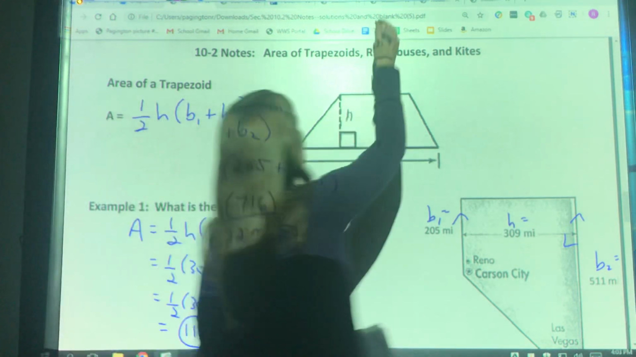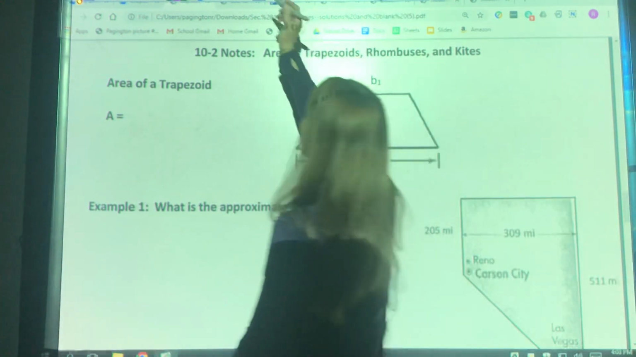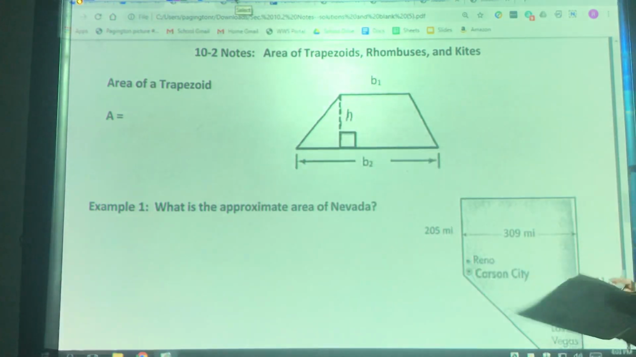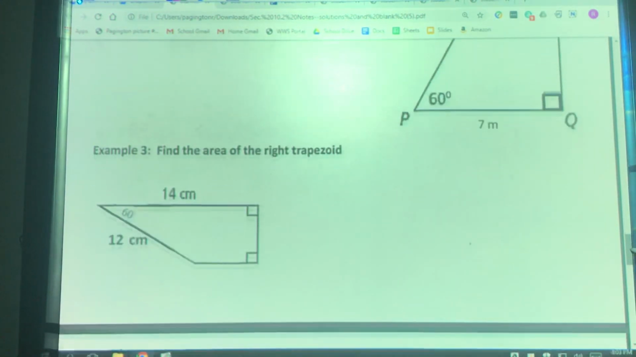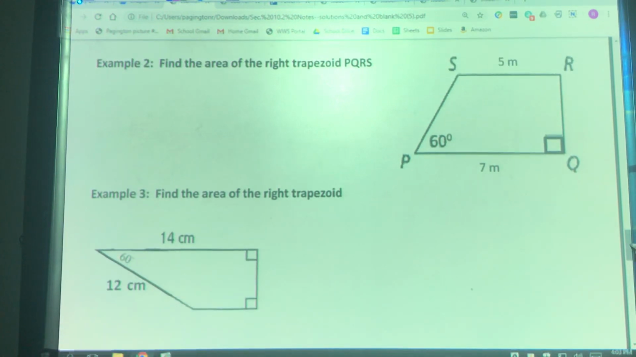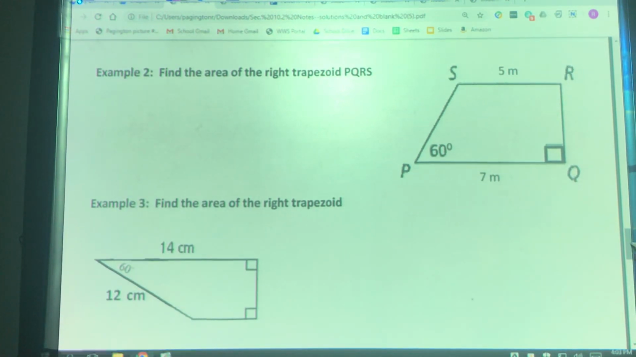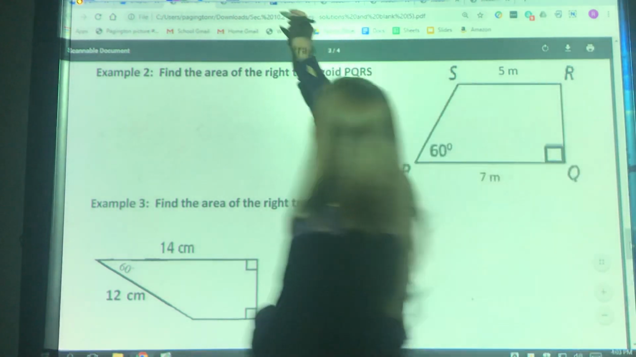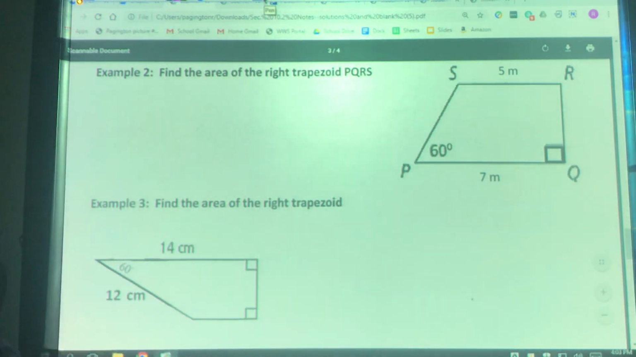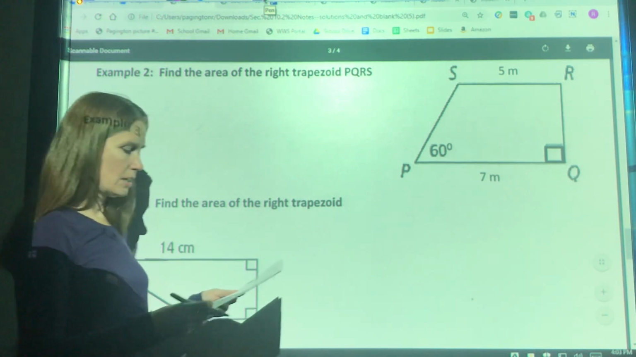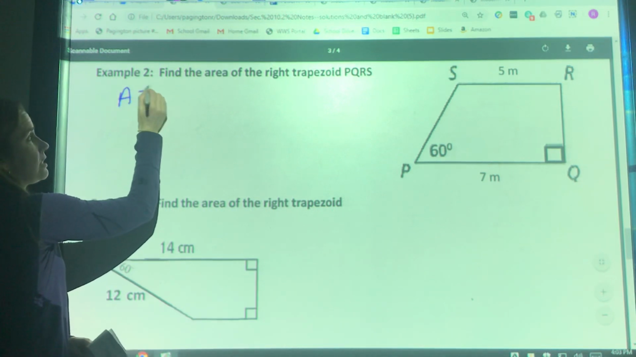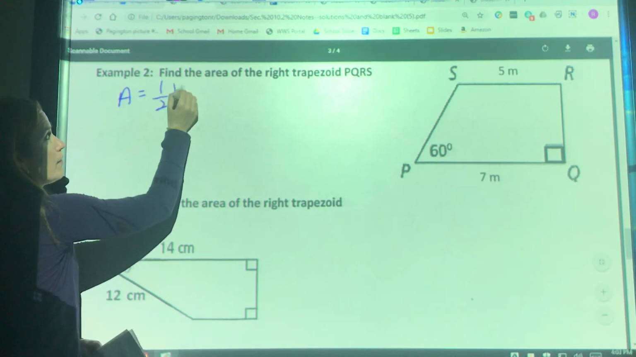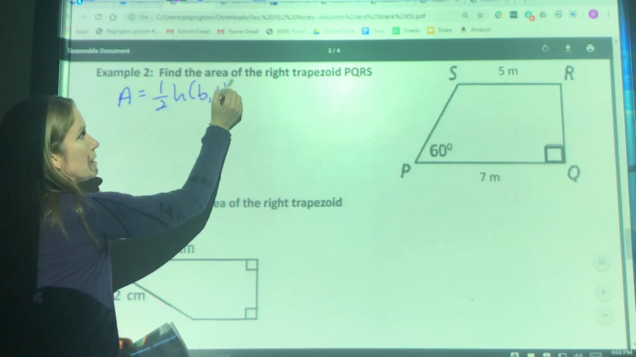All right, next we can look at example 2. And on example 2, it's asking us to find the area of the right trapezoid PQRS. So we can see over here that, again, first I like to usually write down the formula, 1/2 height times base 1 plus base 2.